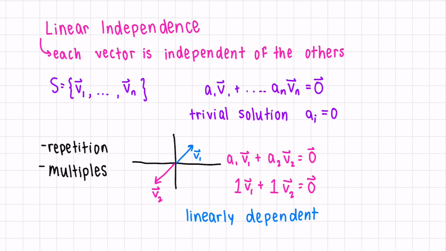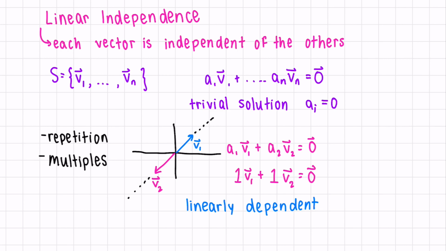It would be impossible to generate any values off this line. Say if you were trying to get over here, we have no vector going in any other direction besides on the line. Linear dependence, we can say, is the opposite of linear independence. It's where there exists a non-trivial solution to this same equation.